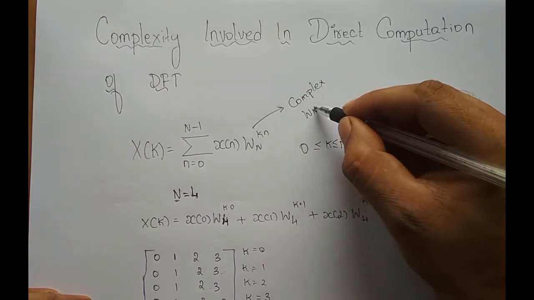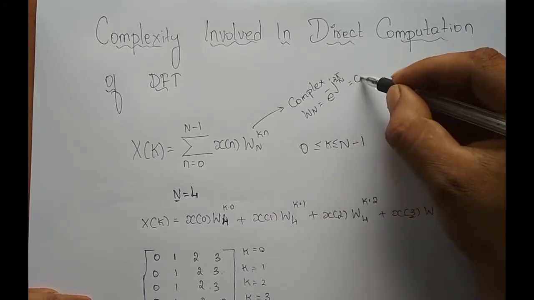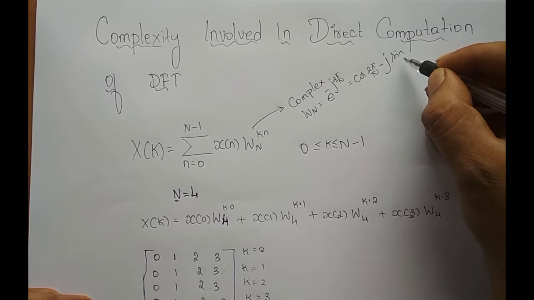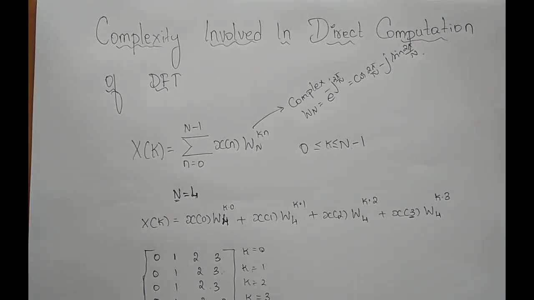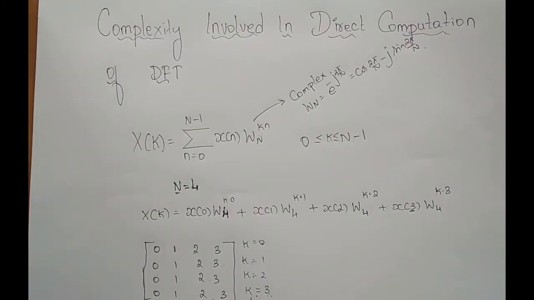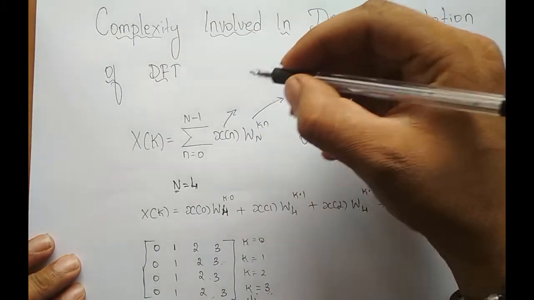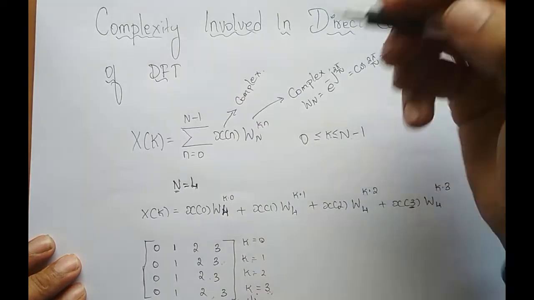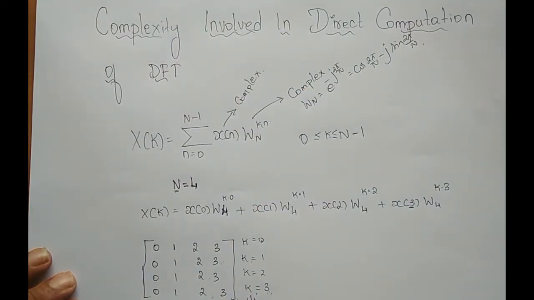So what is W_N? e power minus j 2 pi by N, which is equal to cos 2 pi by N minus j sine 2 pi by N. It's a complex number. For the worst case scenario, we'll assume our x of n is also complex. This depends upon the signal, but we'll assume that for the worst case, x of n is also complex.